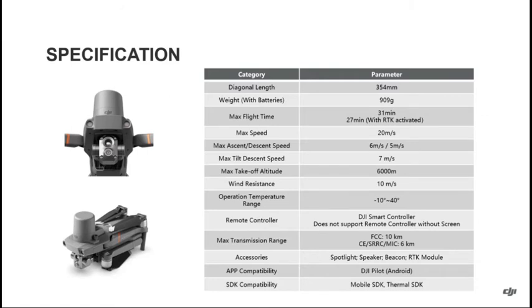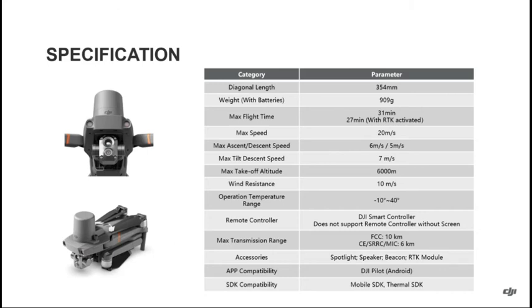About the specification, the diagonal length is 354 millimeters, which is the same as the previous two Mavic 2 Enterprise series. For the weight, if we do not carry any other accessories, it is 909 grams. For the max flight time, it is 31 minutes, and if we use the RTK model, then the flight time will be reduced from 31 minutes to 27 minutes.